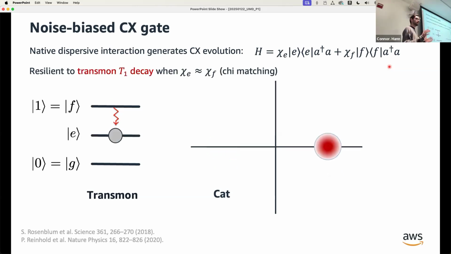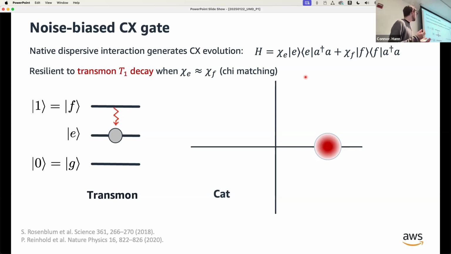But as I said, we don't want just any CX gate. We want to make sure that somehow the CX gate is robust to errors in the transmon so that they don't induce bit flip errors in the cats and compromise its noise bias. And in order to realize that, we need a special condition in this Hamiltonian, where this rate chi E is approximately equal to this rate chi F. When this so-called chi matching condition is satisfied, what one can show is that this gate becomes robust to transmon T1 decay errors, which are the dominant errors afflicting the transmons.